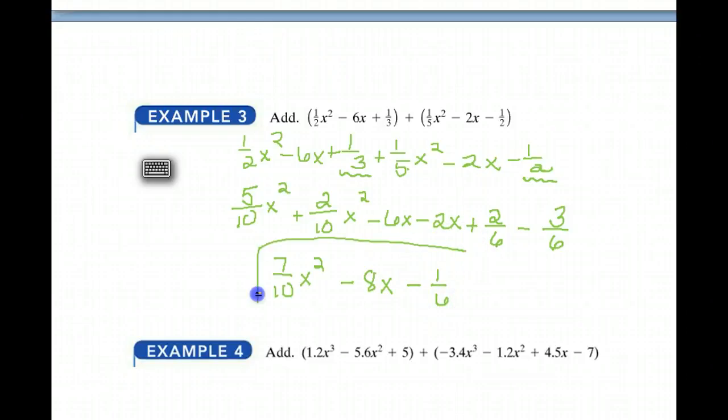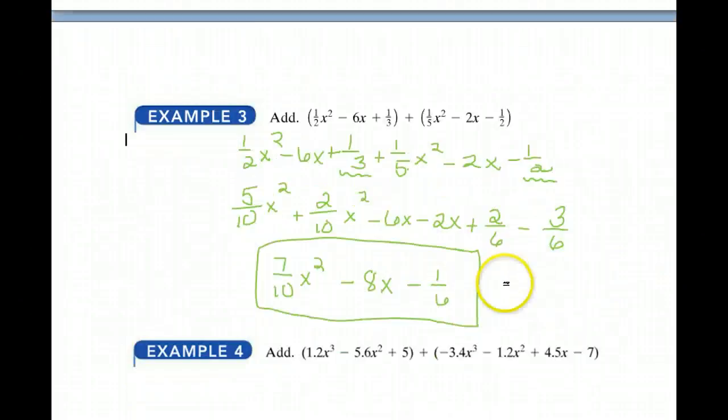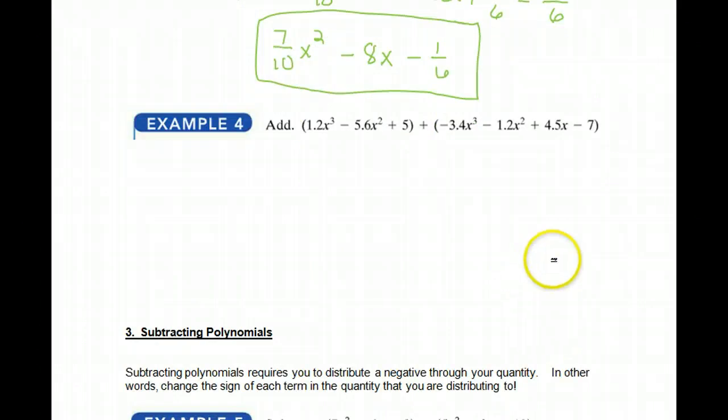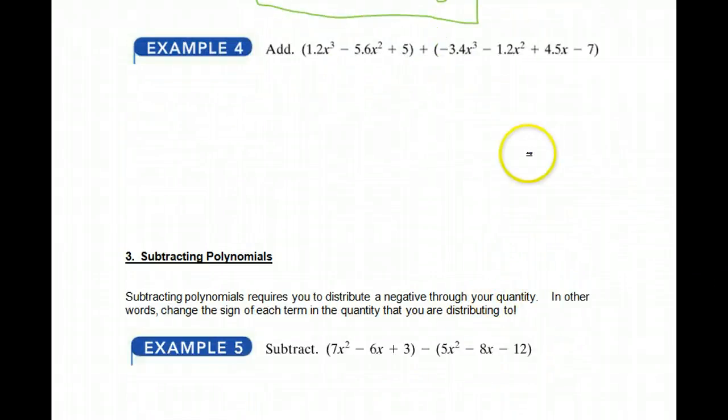Always check to see if there is anything else that can be done. You want to check for any further like terms, any further combining, and you want to make sure always that your numbers are in descending order. So that is the final answer for example 3. At this point, I would like for you to go ahead and do example 4. Please pause the recording and press play as soon as you are ready.